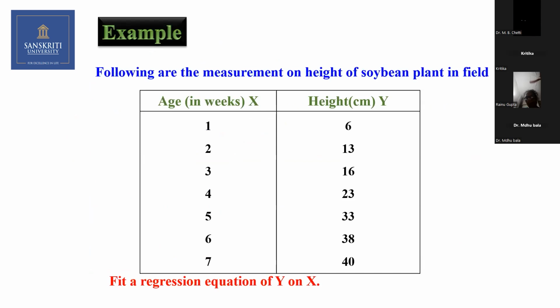It is actually the agriculture example, the height of the soybean plant and their age. At 1 week, the height of the plant is 6 centimeter. After 2 weeks, it is 13 centimeter. After 3 weeks, it is 16. After 4 weeks, it is 23. After 5 weeks, it is 33. After 6 weeks, it is 38. After 7 weeks, it is 40.